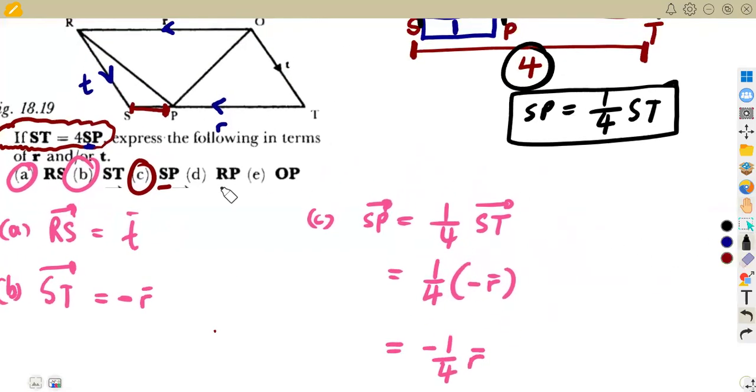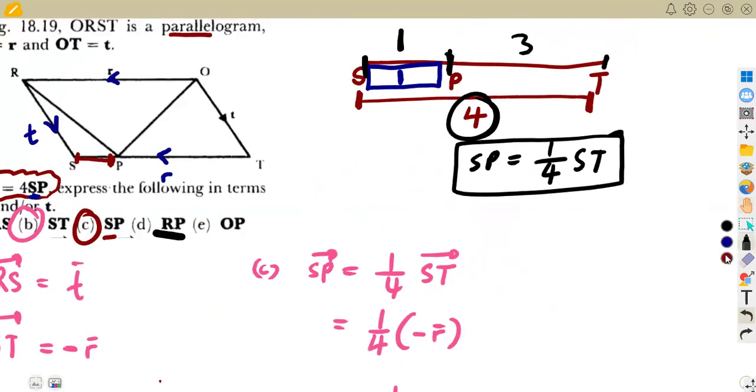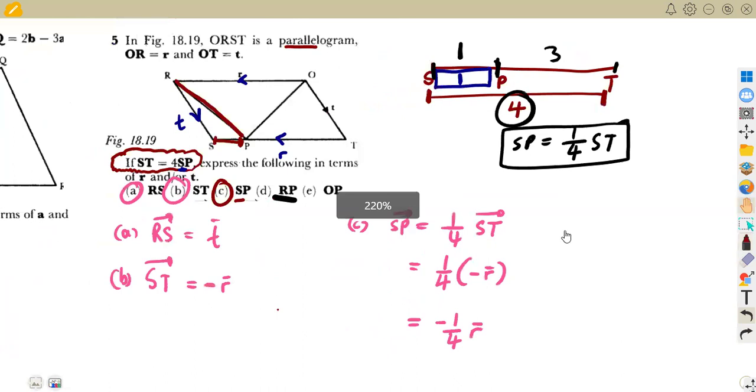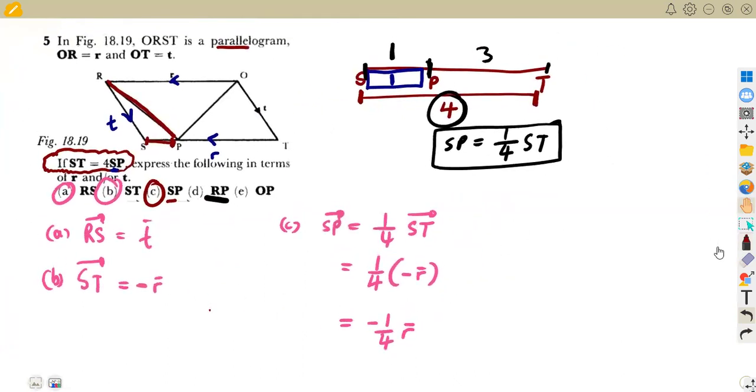Okay, let's move on. RP. From R here to P. From R to P. This is what they want. So there are so many ways. We can move from R to O, from O to T, from T to P. But like I said, vector is a hence method. What am I trying to say? You work with the information that you have calculated before.